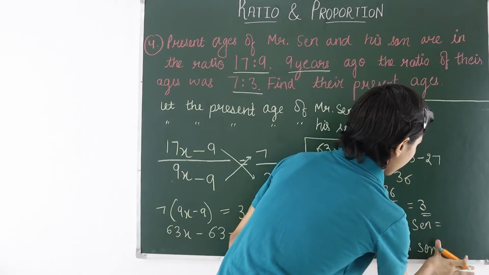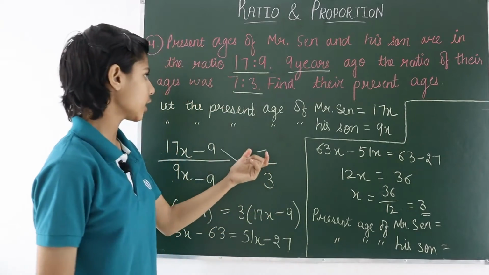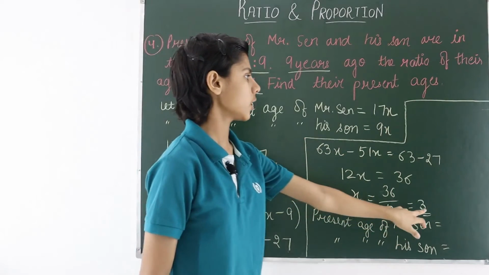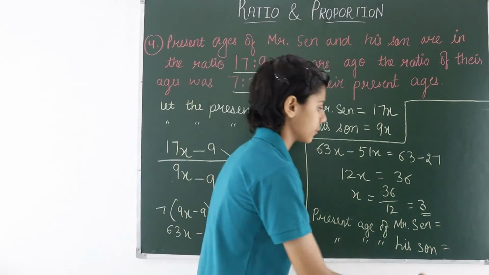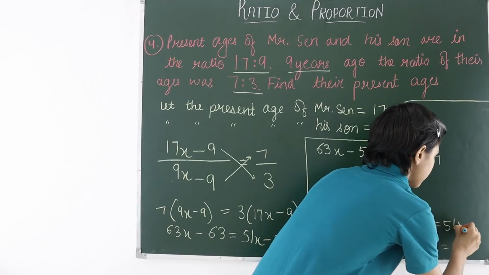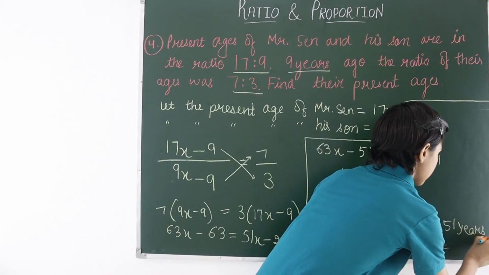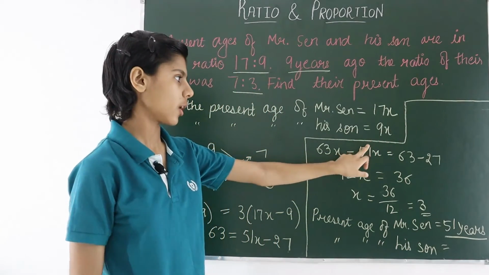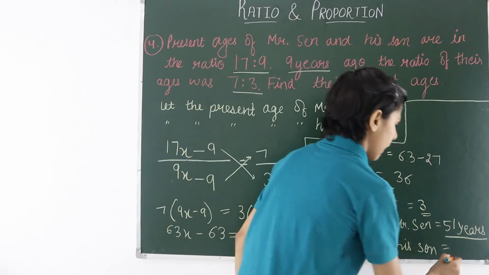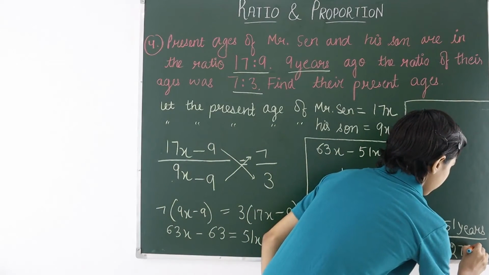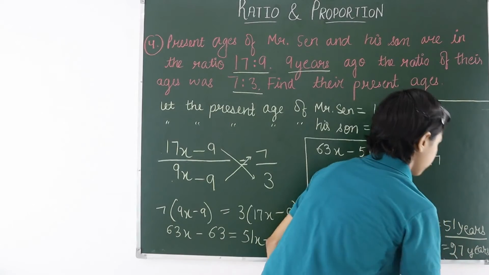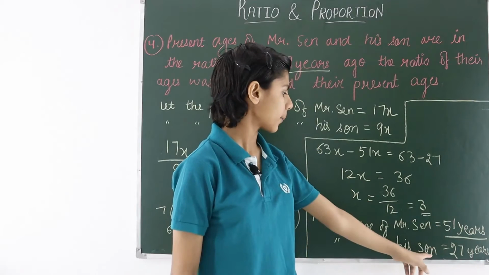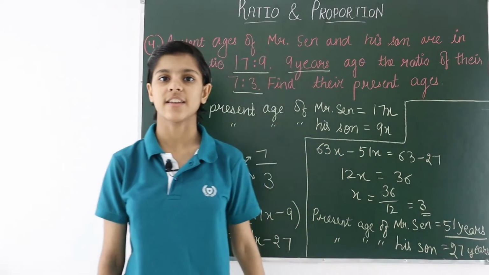So now the ratio of the present age of Mr. Sen was 17x. Now x is 3, so 17 into 3 is 51. So the present age of Mr. Sen is 51 years. Now for his son, the ratio was 9x. So 9 into 3 is 27 years. So the present age of Mr. Sen is 51 years and the present age of his son is 27 years.